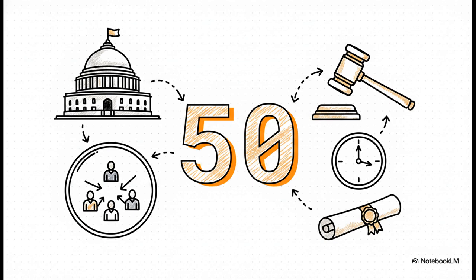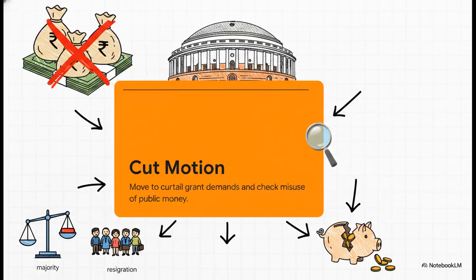And this exact same 50-member rule applies to an adjournment motion, which is used to basically hit pause on ongoing discussions to immediately address a matter of urgent public importance. And to ensure tax money isn't just squandered during the budget process, the opposition has another weapon, the cut motion. They use this to demand a cut to the grants given to specific ministries, acting as a major check on the misuse of public money.